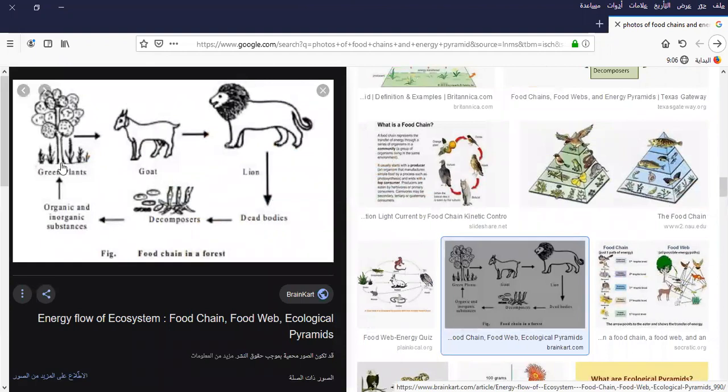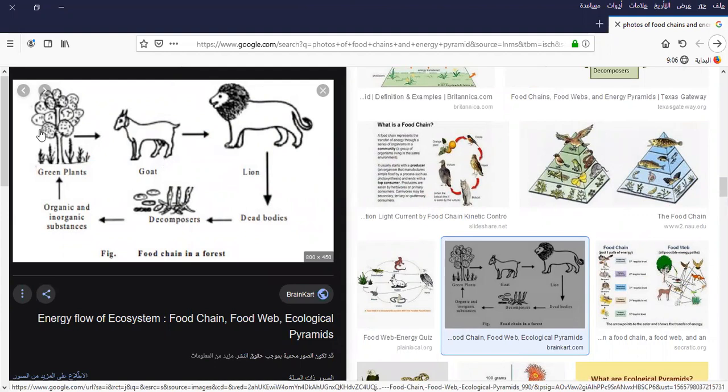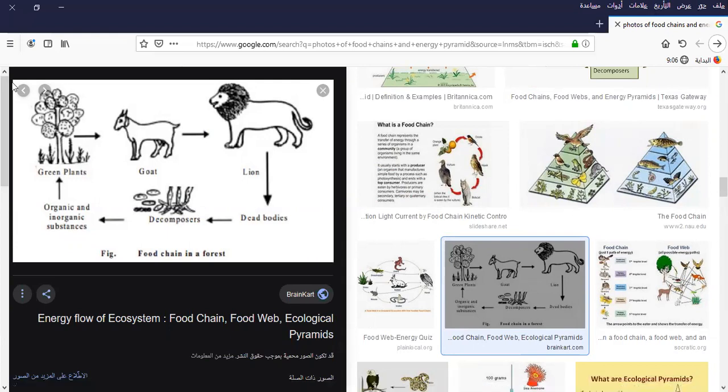This is a green plant. The green plant is eaten by a goat. Then the goat is eaten by a lion. A lion dies and is decomposed by decomposers. And the organic nutrients and the organic and inorganic substances that were found in the lion return again to the green plant, absorbed by the plant roots.